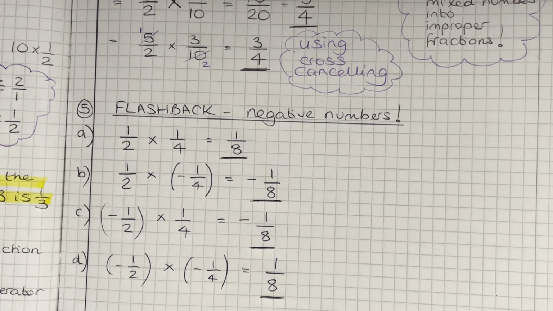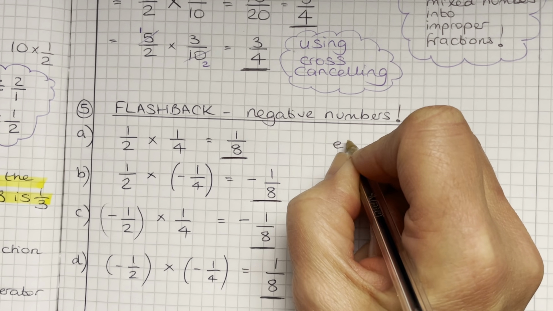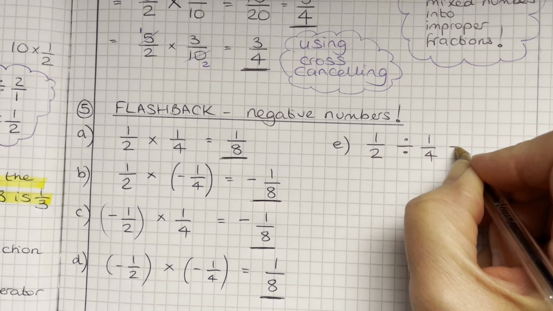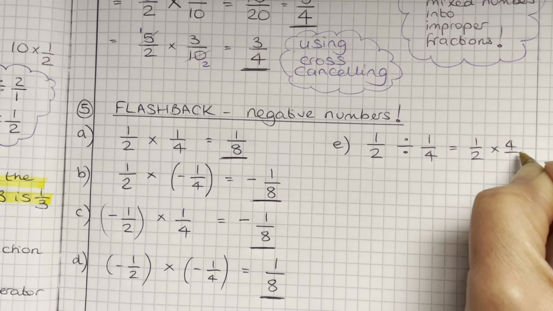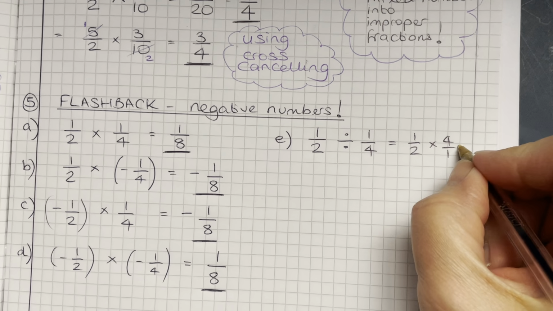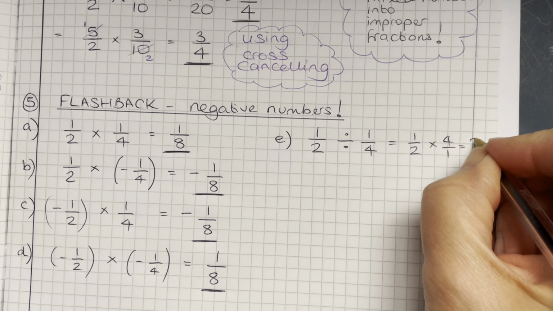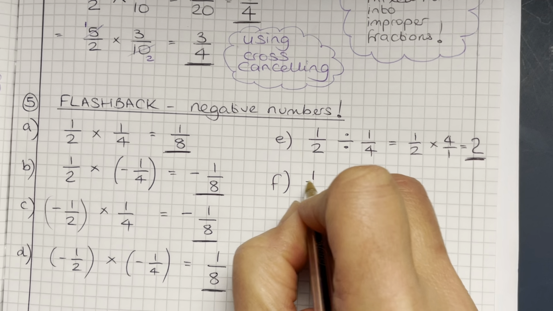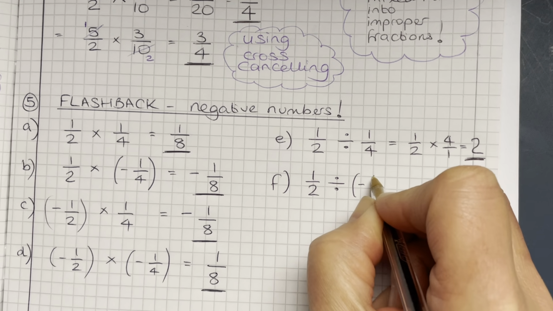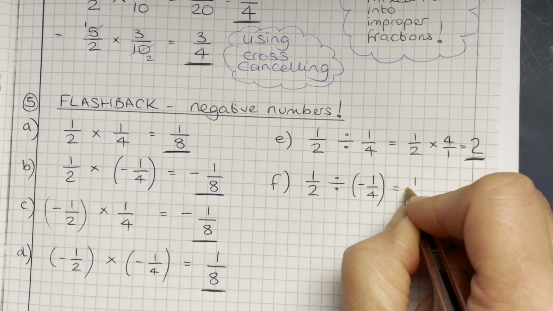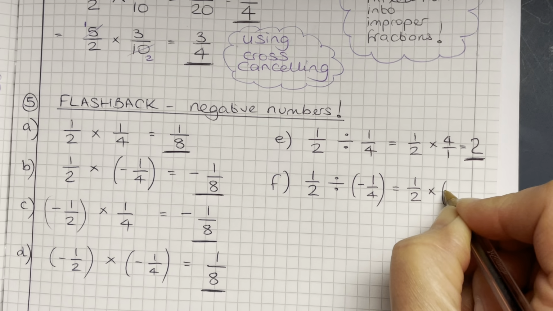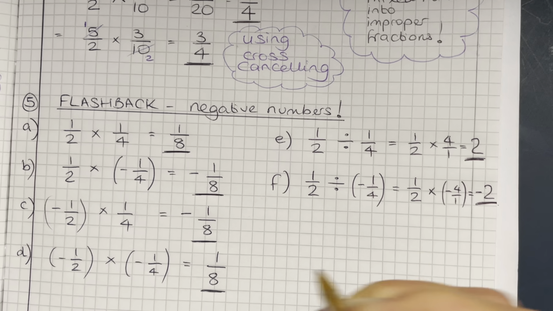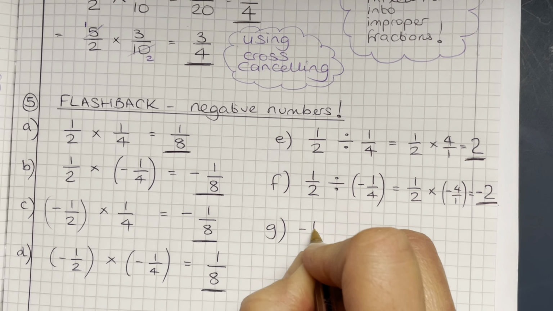Exactly the same thing applies for division. So if I had 1/2 divided by 1/4, that's the same as 1/2 times 4 over 1, which is going to give me, can you read that, just about 2. For F, this time I've got 1/2. I'm dividing it by a negative 1/4. It's the same as saying 1/2 multiplied by a negative 4 over 1, which is going to give me negative 2.